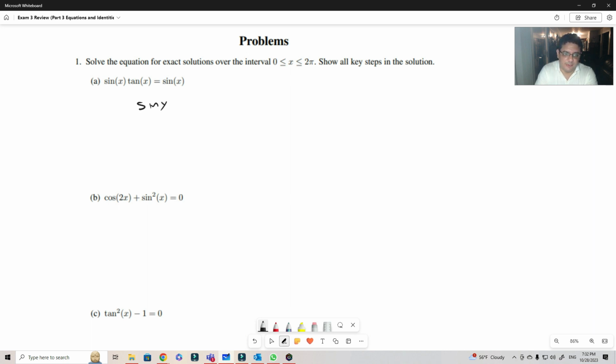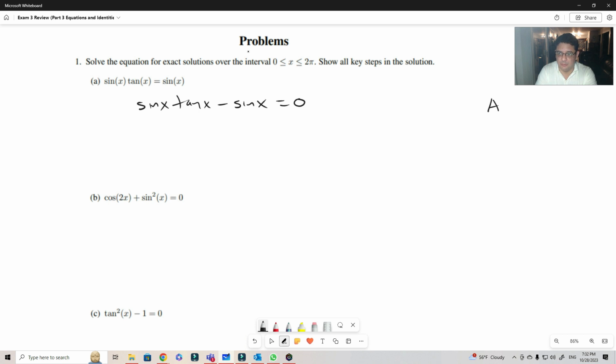So we have sine of x here times tangent of x, and we're going to move this sine of x to the other side to leave one side equal to 0. The advantage of having one side equal to 0 is that we can contrast what this side is going to be with respect to this one.